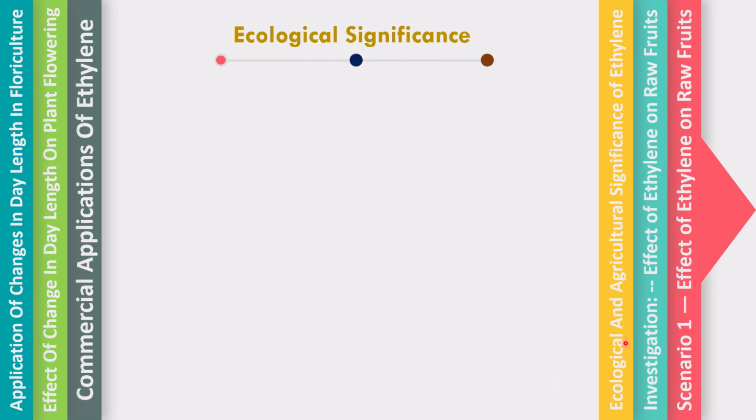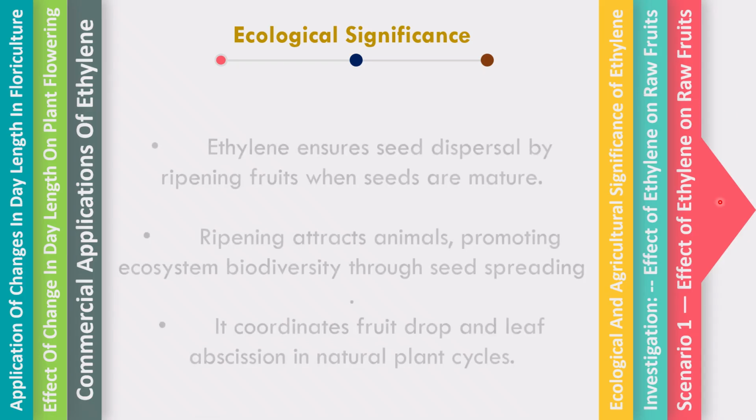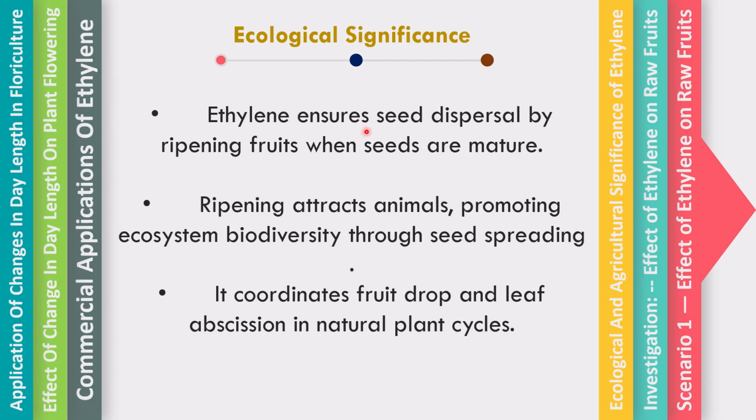Let us now look at the ecological and agricultural significance of ethylene. We shall start with ecological significance. Ethylene ensures seed dispersal by ripening fruits when seeds are mature. Ripening attracts animals, promoting ecosystem biodiversity through seed spreading. It coordinates fruit drop and leaf abscission in natural plant cycles.